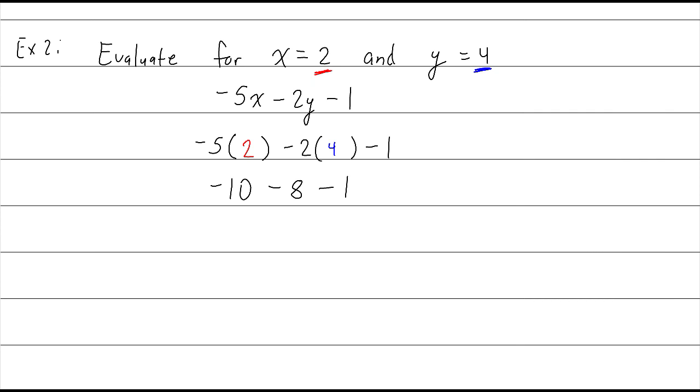Now I have negative 10 minus 8 minus 1. Well, negative 10 minus 8 is negative 18. Bring down my minus 1. And negative 18 minus 1 is negative 19. So that would be my answer, right? I've evaluated the expression for when x is 2 and y is 4. Okay, we should do another one like that.